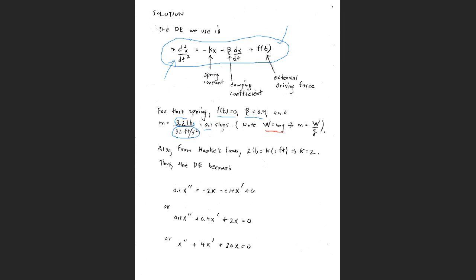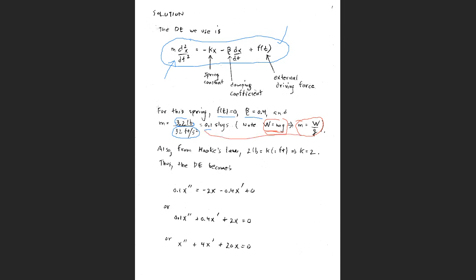So force equals mass times acceleration. But in this case, the weight is going to equal mass times acceleration due to gravity. But then, how would we find the mass here? Well, we would divide both sides by gravity, and so mass is equal to weight divided by gravity. And that's how I come up with the mass here.